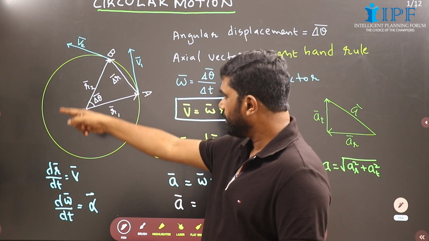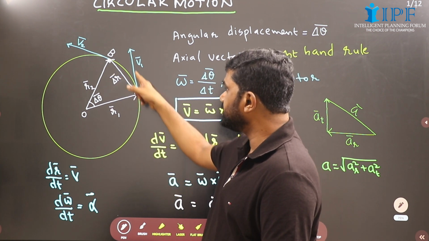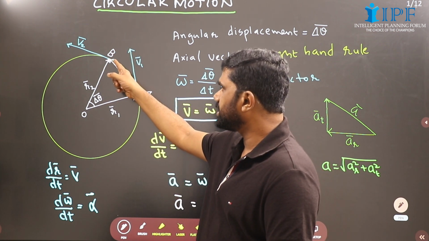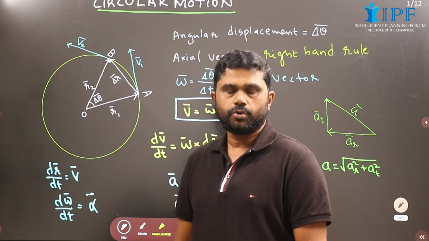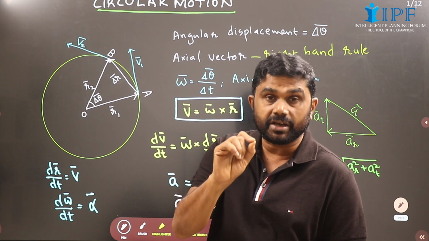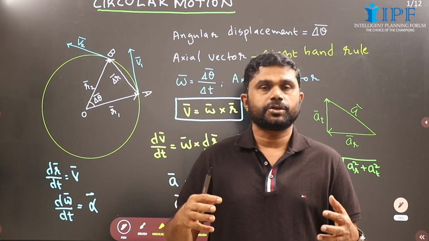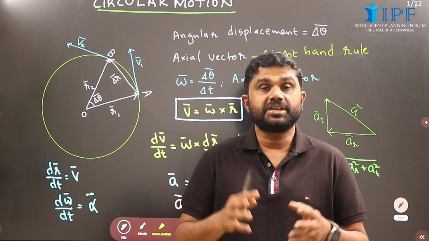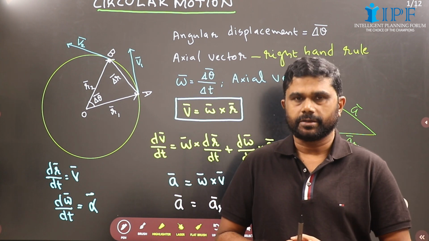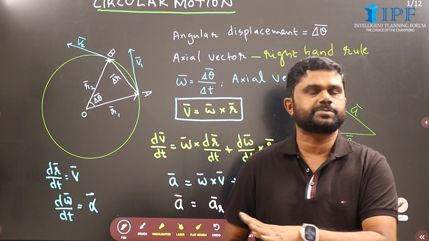So, when a body is moving in a circle, the velocity at this point is directed along the tangent at that point, and the velocity at this point is directed along the tangent at that point. The tangent to the circle at any point is perpendicular to the radius at that point. So for a body to move in a circular path, the direction of the velocity must be changing continuously. The velocity cannot be constant because the direction must be changing.